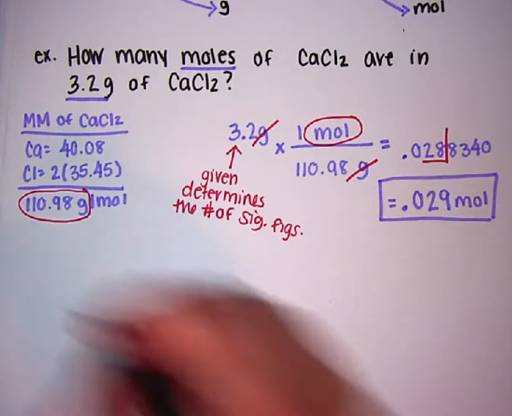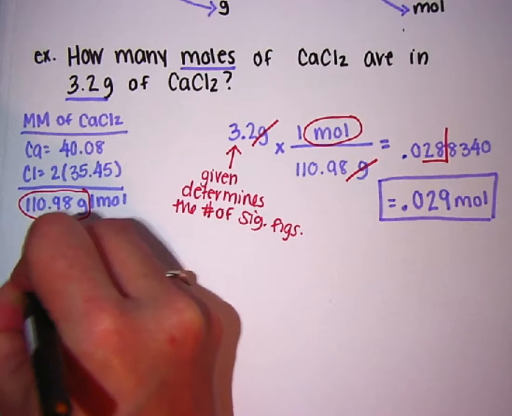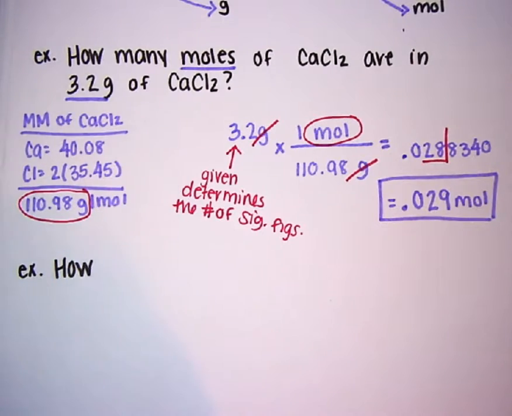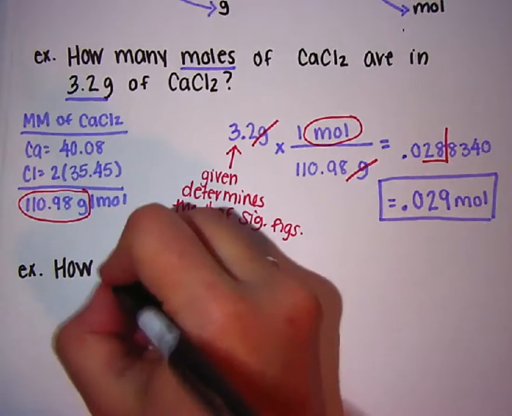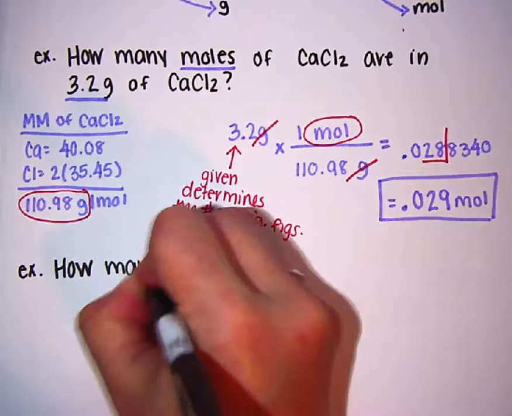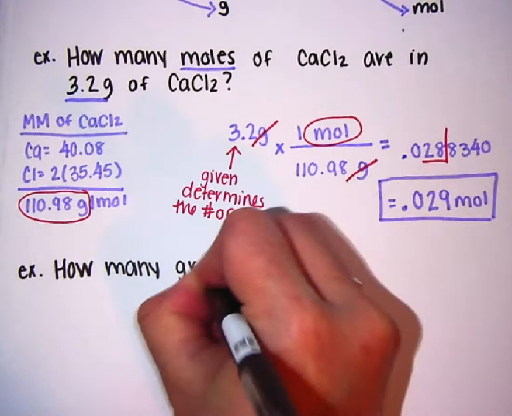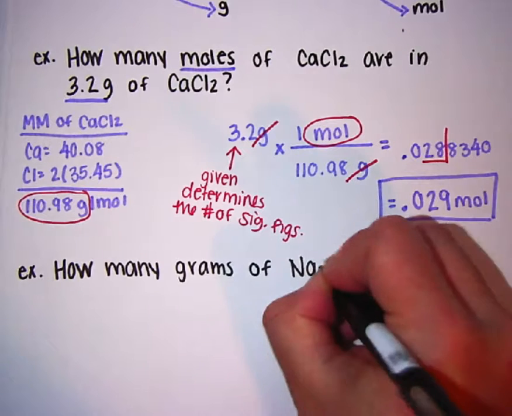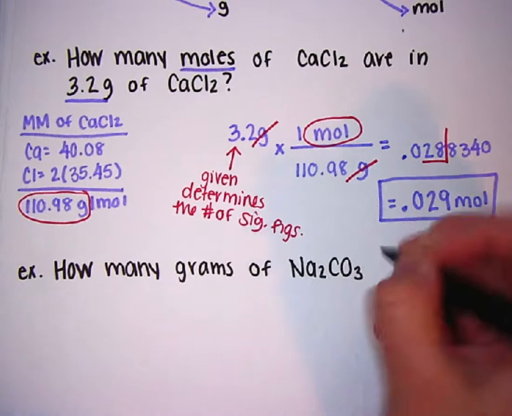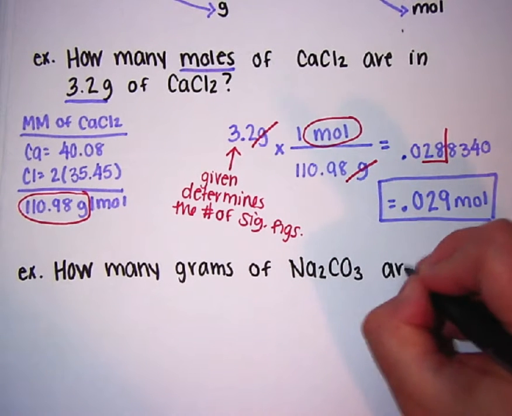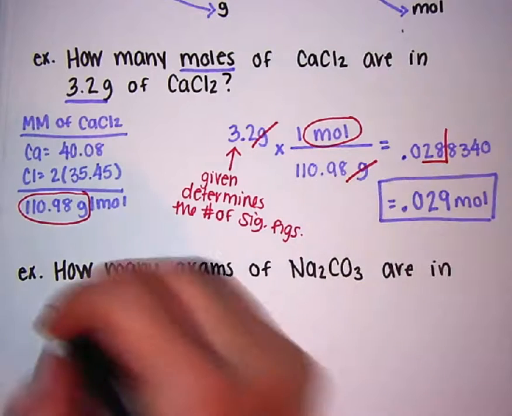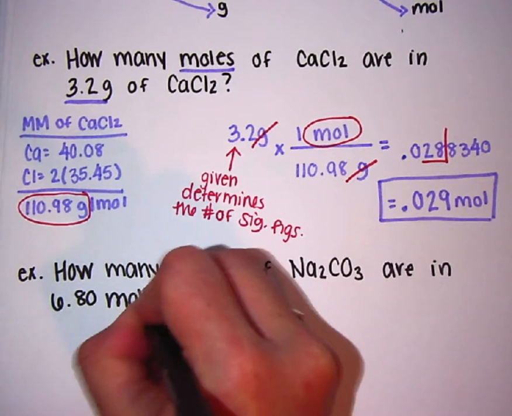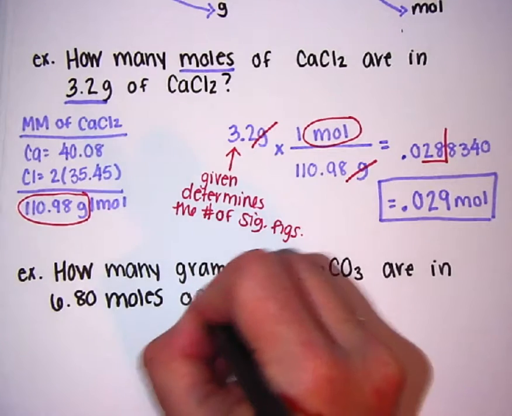Let's try one more using molar mass. Let's go the other way. So this one I gave you grams and you solved for moles. What if I wanted to know how many grams of sodium carbonate are in 6.80 moles of sodium carbonate.